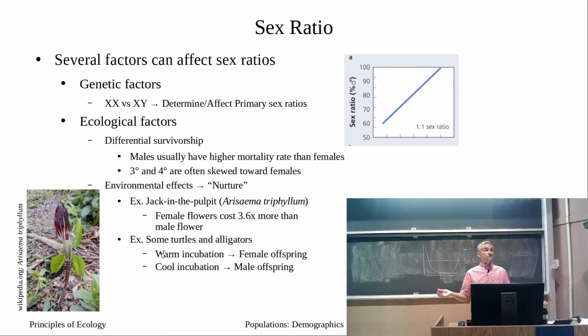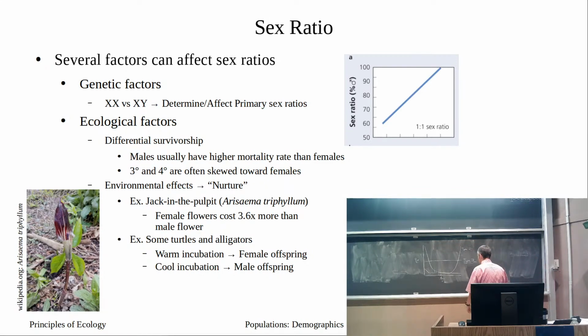Some turtles and alligators do something very similar. I know herpetology is on the books to be offered in the spring. You'll probably talk about this in that class. You've probably talked about it in another class too. But what am I saying with this? It comes down to the incubation temperature of those eggs. If you have warm incubation temperatures, you're more likely to produce female offspring. If those eggs were in cool temperatures, you're more likely to produce male offspring. So you end up getting different sex ratios in those nests depending on the temperature of those nests.